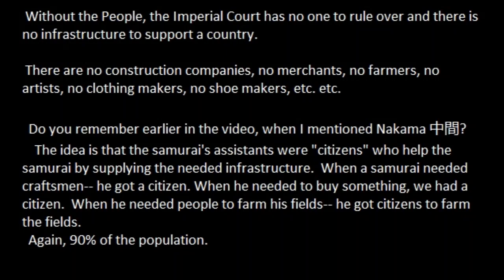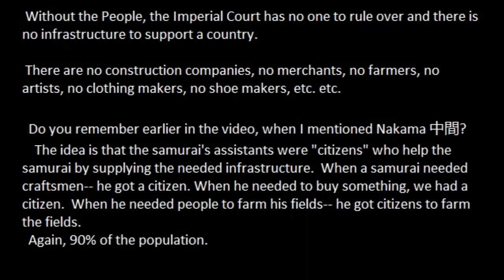But once they're knighted, they then have duties. They have military duties and government duties. So then they have to get assistants and farmers to do the work for them. You see what I'm saying? So the samurai needs non-samurai extensions to get his job done. And that's the concept of nakama. Okay? And then in the Edo period, you'll see that term, that concept, becomes the guilds, as I mentioned earlier. But again, we're talking about 90% of the population.